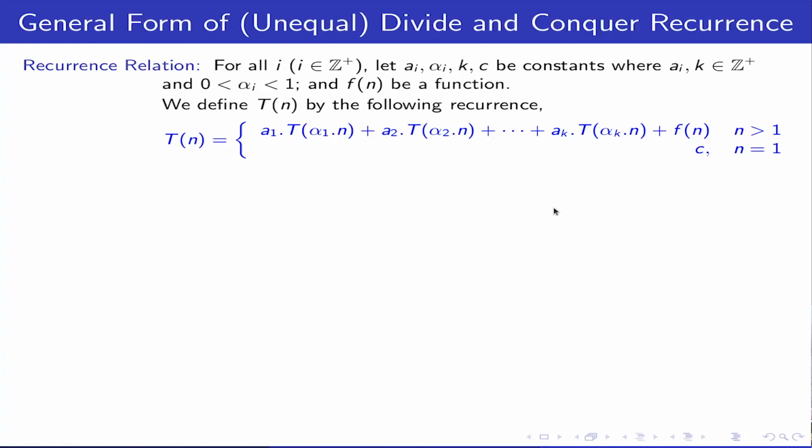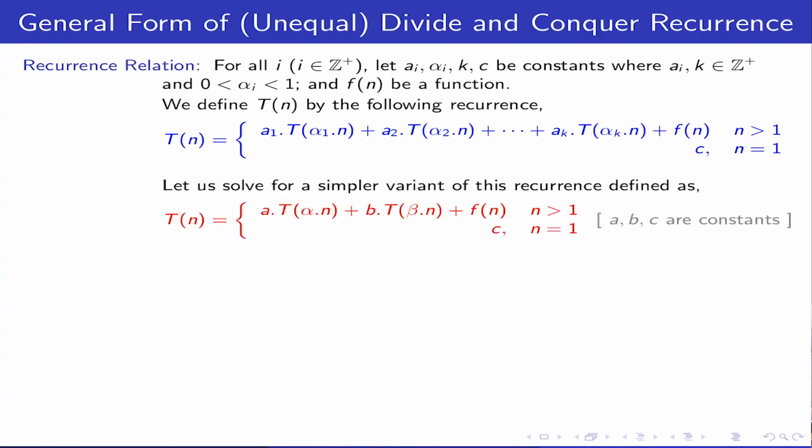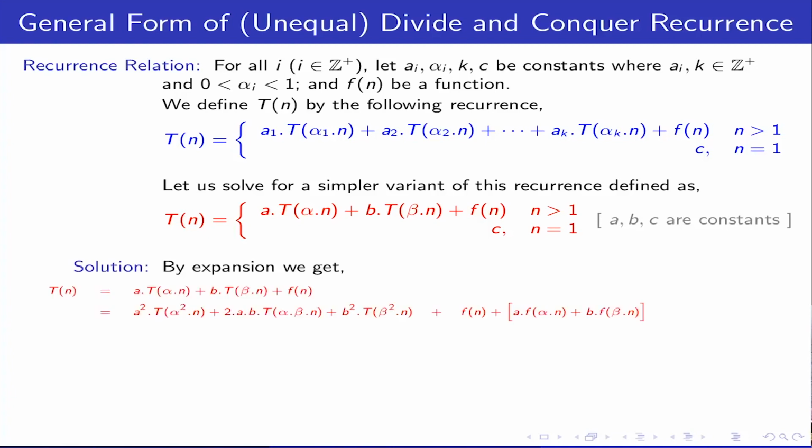Instead of cluttering the slides, let us solve a small variant of this where we say T(n) equal to a T(alpha n) plus b T(beta n), where alpha and beta are fractions. So first of all, let us see if we expand or form the recursion tree, how does it expand? Then we will show in an example exactly what I mean. Though this theory may seem a little bit cluttered because of these expansions and lots of algebra inside it, the examples will show you how it is being used.